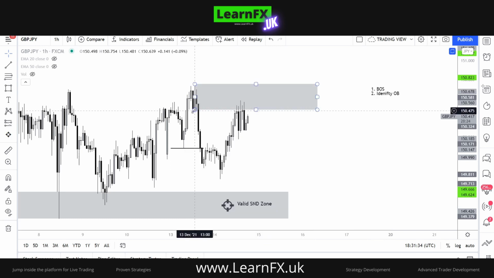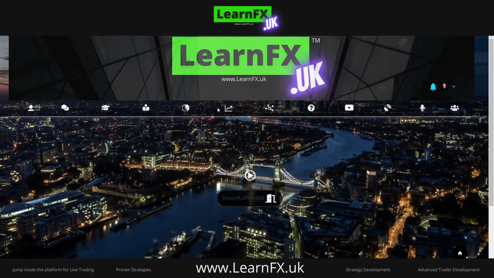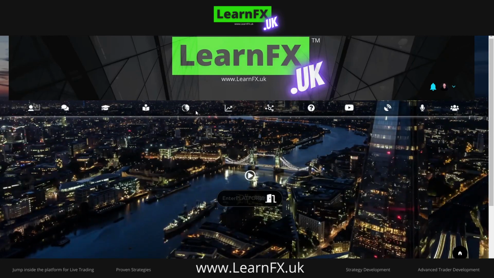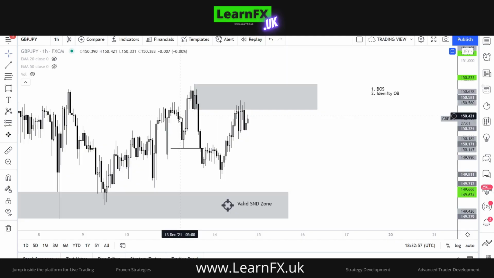Alright, so for our order blocks, the last up candle before the down move. If you are interested in learning more about order blocks, obviously there's going to be a load more information inside of the platform once it releases, and of course, so much more that's going to go into that. So, once we've identified our order blocks, we're going to want to validate our supply and demand zones.